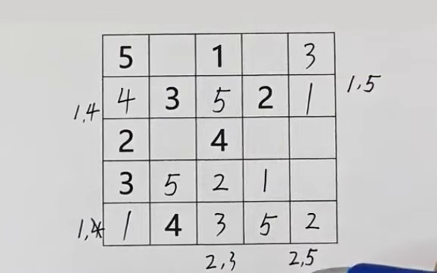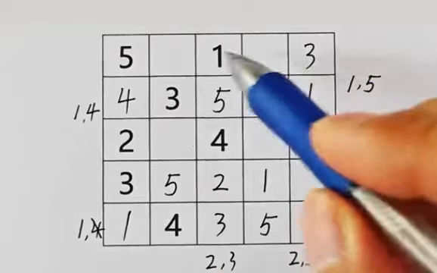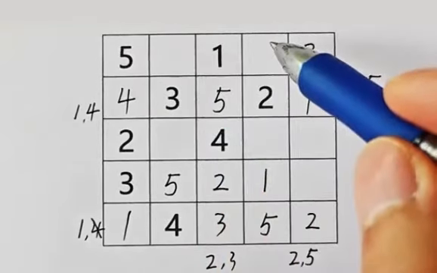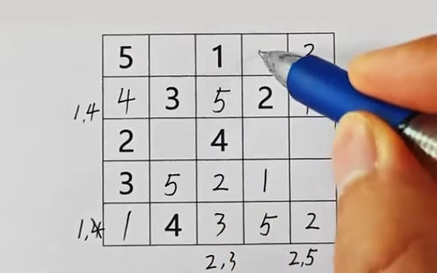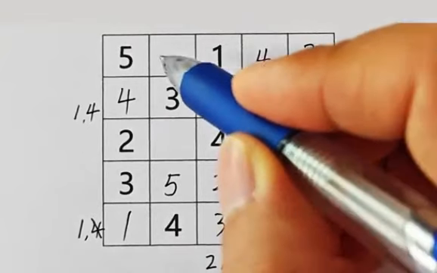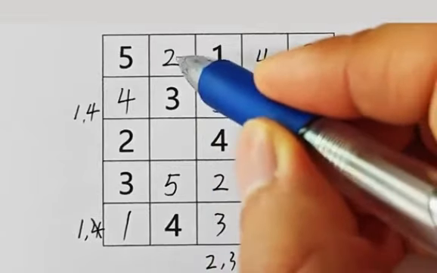For all the remaining empty cells, we will use the very same established method. 1, 3, 5, with 2 and 4 still left to be placed. Since there's already a 2 here, we can only put 4 and then 2. Let's carefully fill them in here.